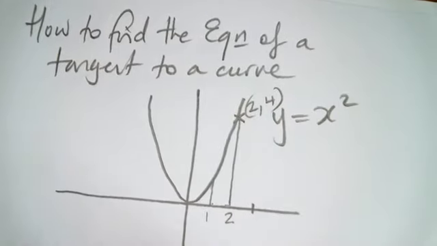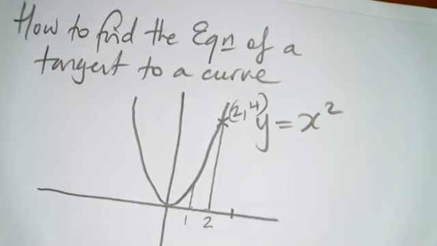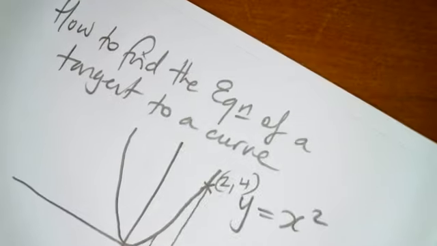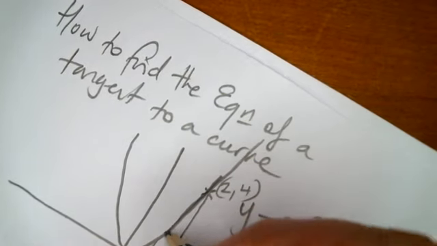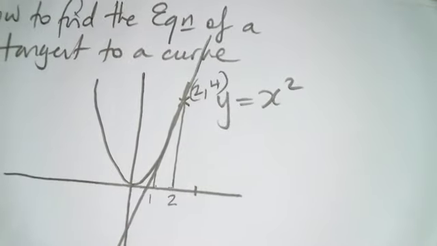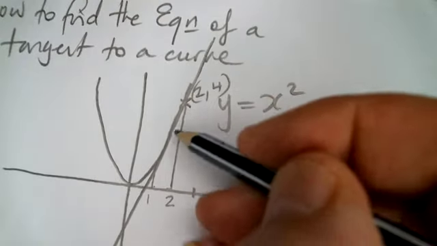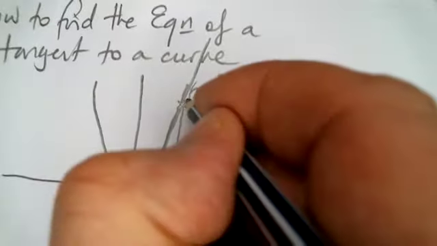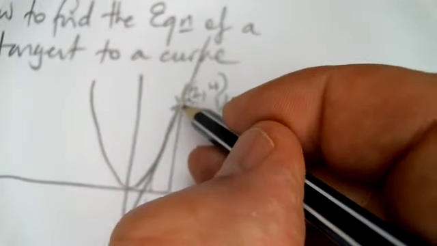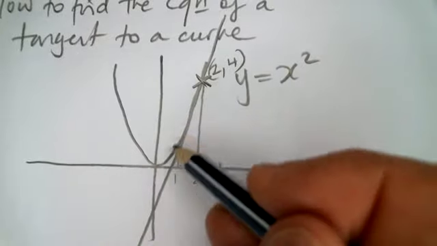So this is the equation y equals x squared, and we're going to find the tangent to the curve at the point 2, comma 4. So I'll try and draw this. It's going to look something like this. I haven't drawn that particularly well, but you get the idea. There's a line that just touches the curve, crossing at 2, comma 4. So we want to find the equation of this line that we've just drawn.